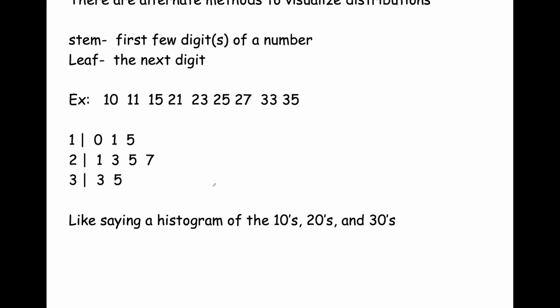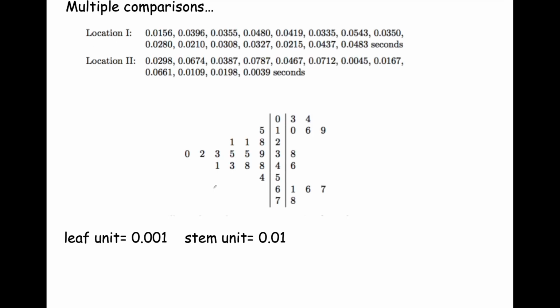All right, so let's have another example with a stem and leaf plot. You can compare multiple sets of measurements. And here we have measurements from what we're calling location 1 and location 2. Location 1 is on the left-hand side. Location 2 measurements are on the right-hand side. And in this case, the stem unit is 0.01, 1 100th. The leaf unit is the next digit, that's 1 1,000th.